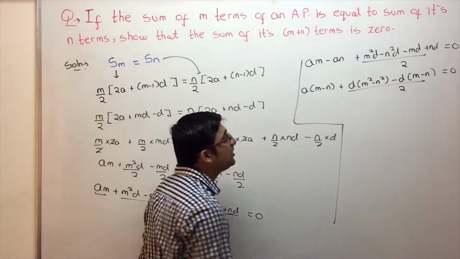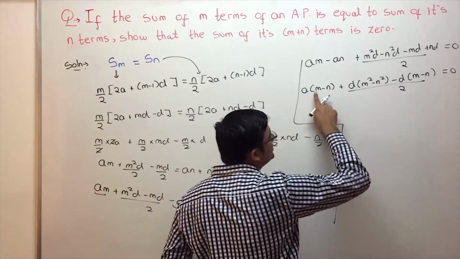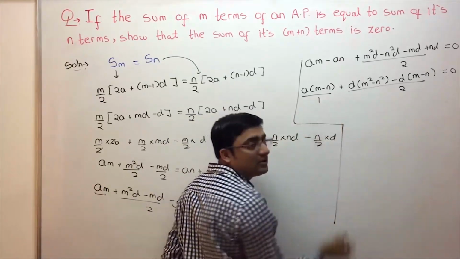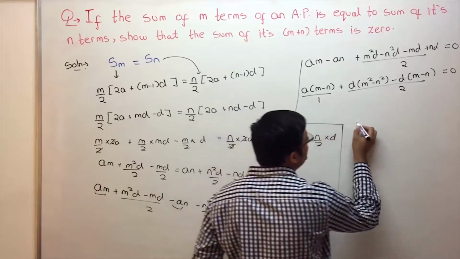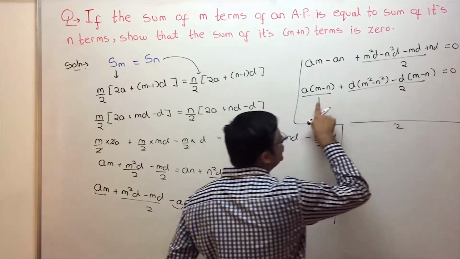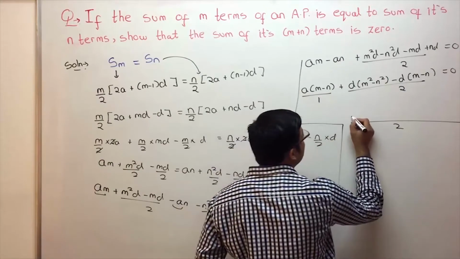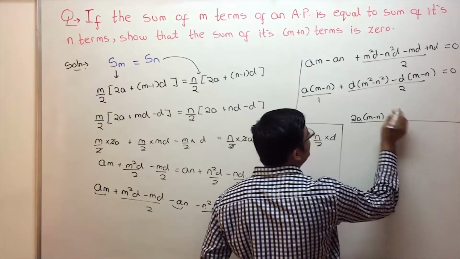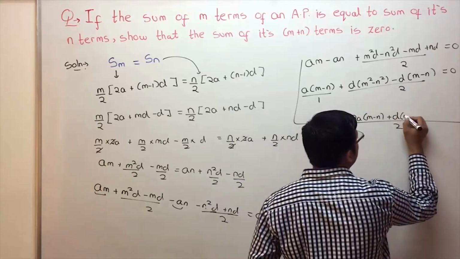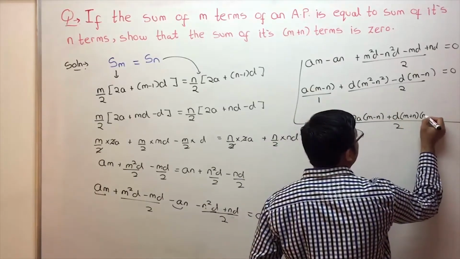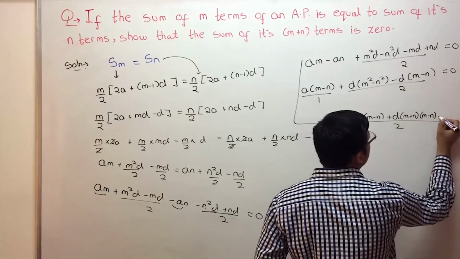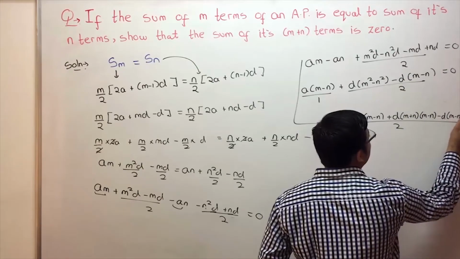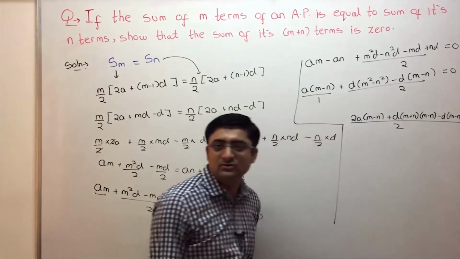Is this clear? Now what will I do? I'll basically multiply this by 2. See here what is the denominator, 1. So we'll take the LCM as 2. So now everything upon 2. 2 divided by 1, 2 into a. So 2a into m minus n plus d into m square minus n square, I'll write it as m plus n into m minus n, minus d into m minus n. This whole thing is equal to 0.